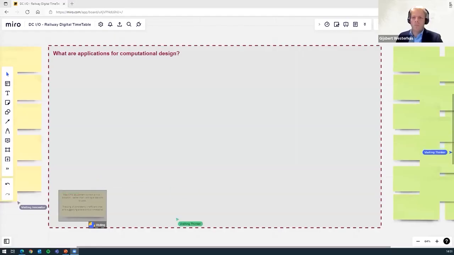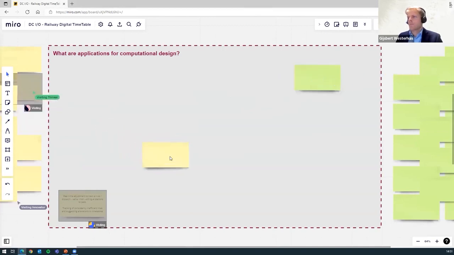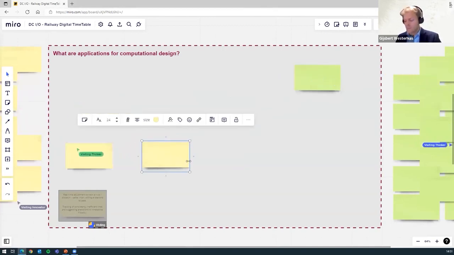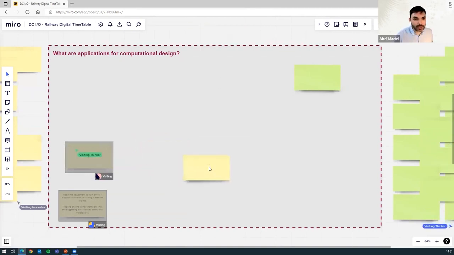All right. So let us think about applications for computational design. So Gijsbert, you can use the green or the yellow, it doesn't matter. Okay.